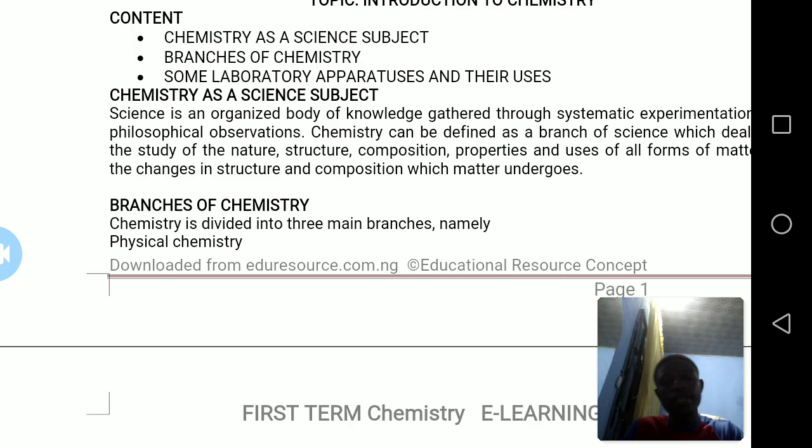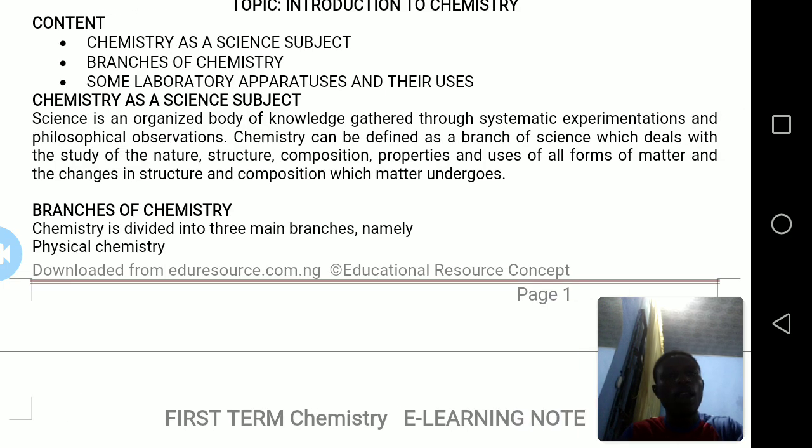So we are saying that chemistry, I'm going to go back to recap on our previous classes. We say chemistry is a branch of science which deals with the study of the nature, structure, composition, properties, and uses of all forms of matter, and the changes in structure and composition which matter undergoes. So chemistry is all about the study of matter: its structure, nature, composition, and properties.